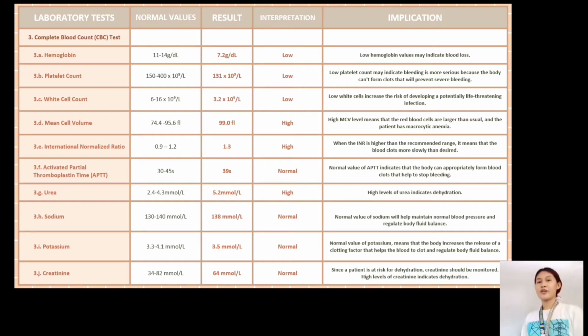Creatinine. The normal value for creatinine is 34 to 82 millimoles per liter. The result is 64 millimoles per liter. The interpretation is normal. Since a patient is at risk for dehydration, creatinine should be monitored. High levels of creatinine indicate dehydration.